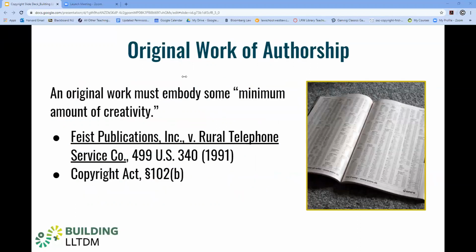So what is an original work of authorship? An original work must embody some minimum amount of creativity. Courts have held that almost any spark beyond the trivial will constitute sufficient originality. On the other hand, the Supreme Court ruled in 1991 that a garden variety alphabetical white pages telephone book lacked the minimum creativity necessary for copyright protection. This is called the Feist case. The US Supreme Court held that the copying of a white pages book was not infringement because there was no existing copyright in that white pages.